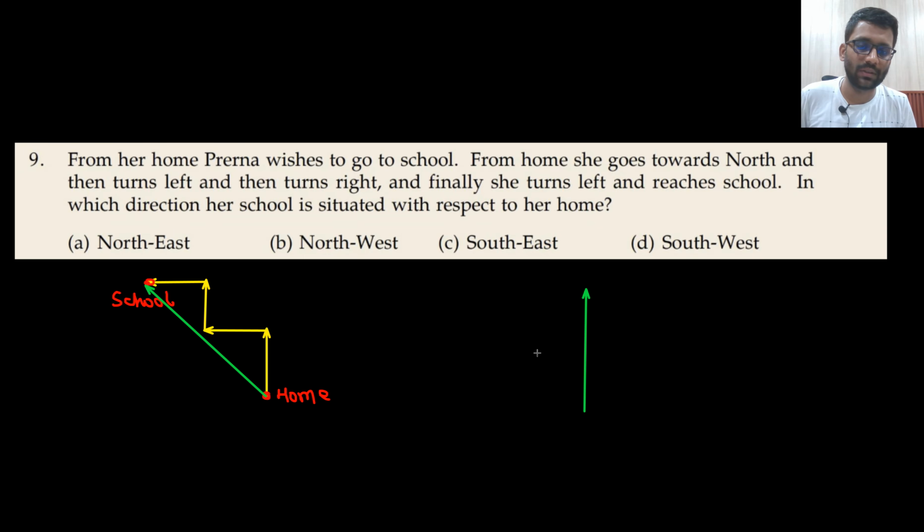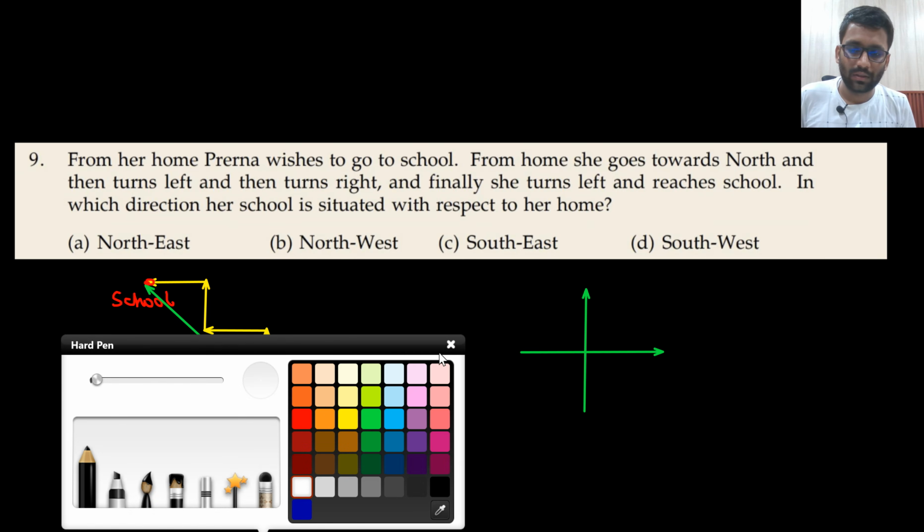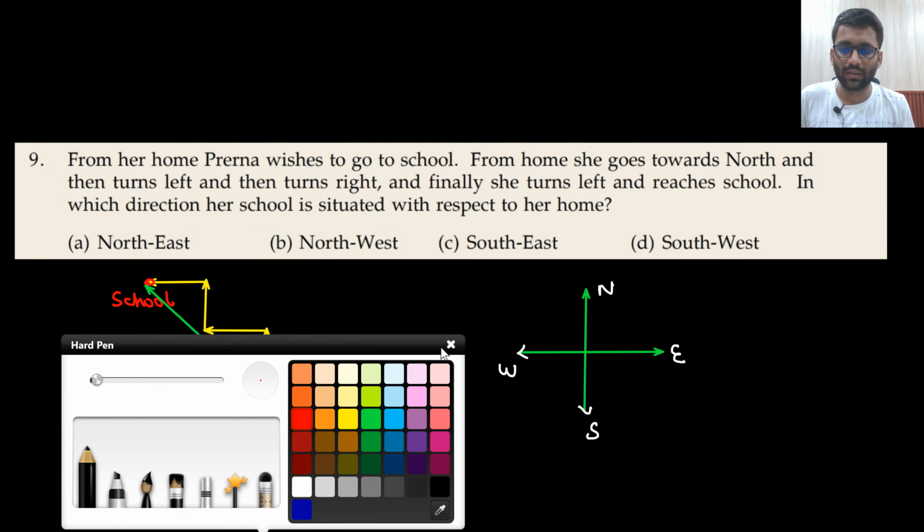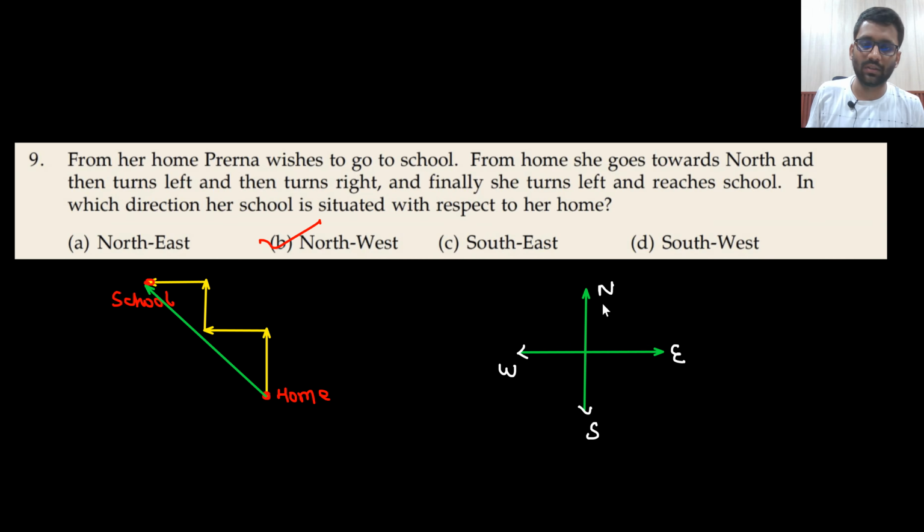Let's draw the arrows. This is north. This is what? East. This is west. And this is south. This is east. This is west. So this is in northwest. Northwest. So answer is B. This arrow is northwest. Well and good.